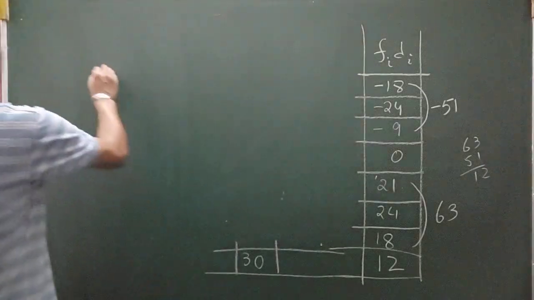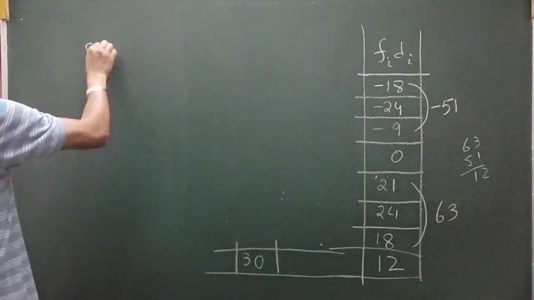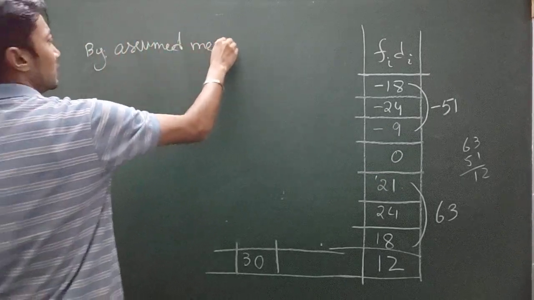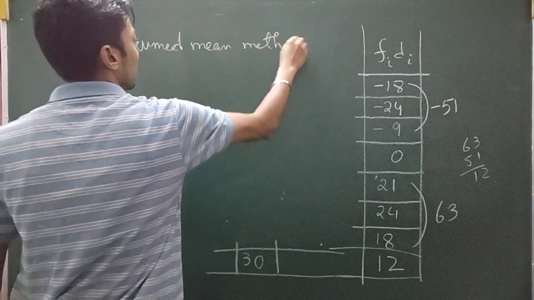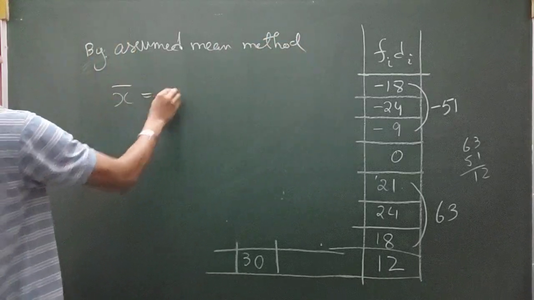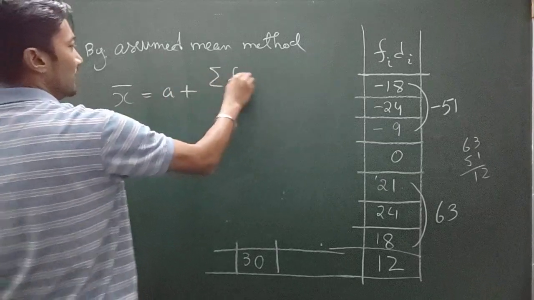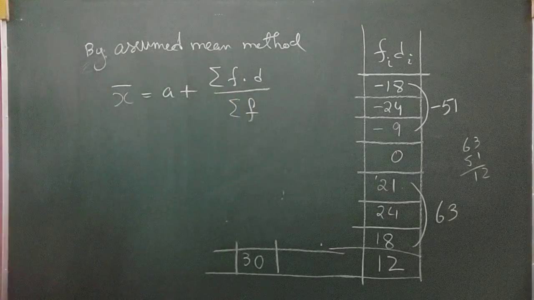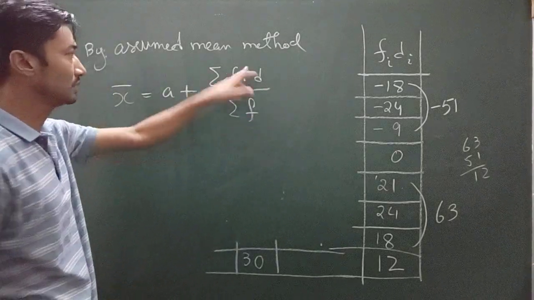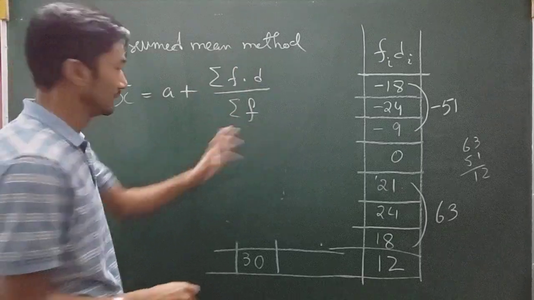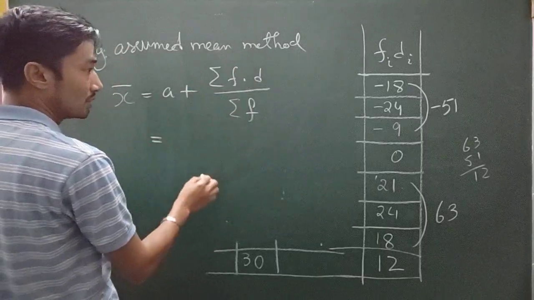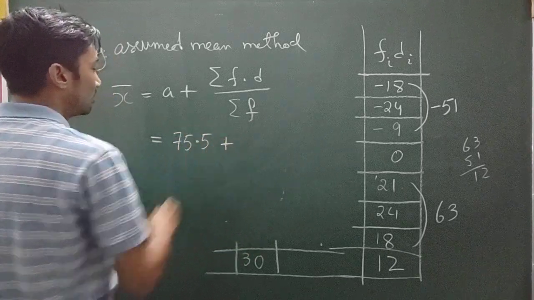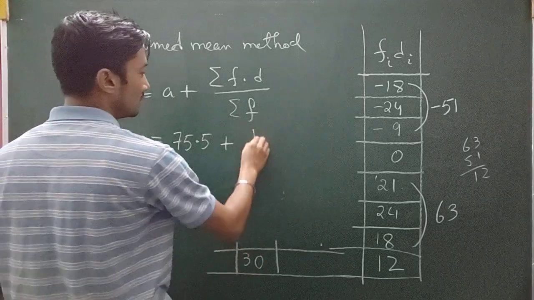Chalo. So the mean will be, by assumed mean method, the mean x bar will be a plus summation of f into d divided by summation of f. I'm not writing i and all, okay? If you wish, you can write i going from 1 to 7, summation fi di divided by summation fi. So that will be a. What was our assumed mean? I wrote, I think, 75.5, isn't it? If I'm not mistaken. Plus summation of f into d, 12.